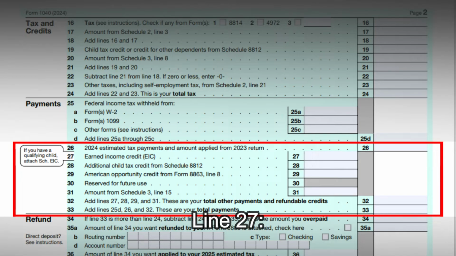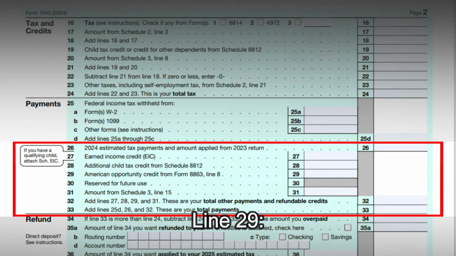Line 27, the Earned Income Credit, EIC, which is a refundable credit for taxpayers with low to moderate income who meet specific requirements, including having earned income from employment or self-employment. Line 28, this is the additional child tax credit from Schedule 8812, which is a refundable credit for eligible taxpayers who have children under the age of 17.